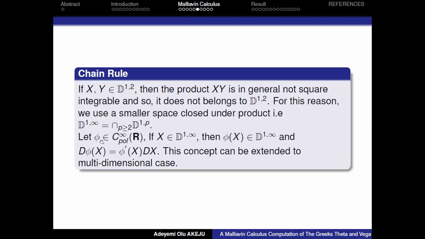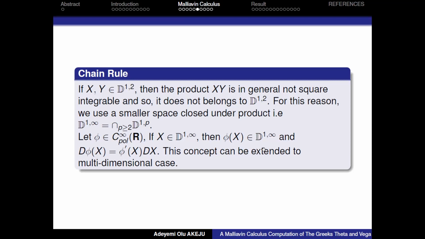So we take a function phi, which is an infinitely differentiable function, and it has a polynomial growth over R, such that if x is in this differential domain, then phi of x is also there. And that means we can talk about the chain rule process applying here, such that this equation is satisfied. So differentiating that function means that we take the derivative of that variable, then we take it also on the function itself.